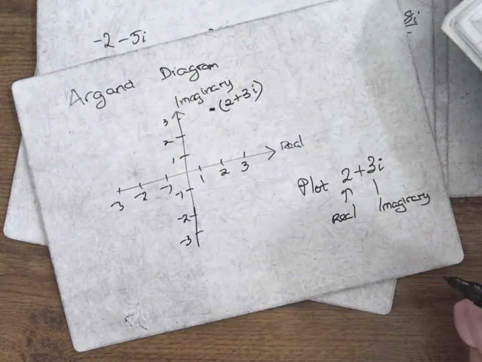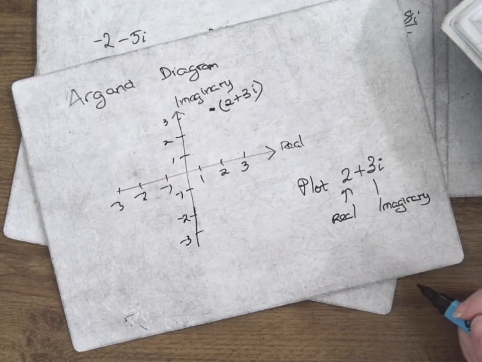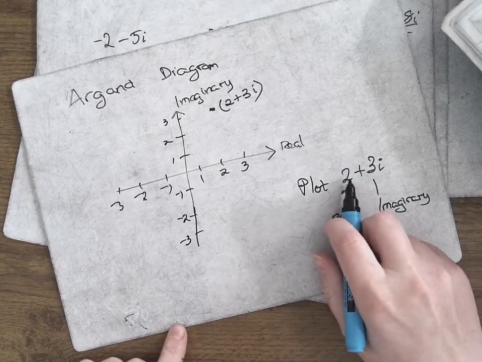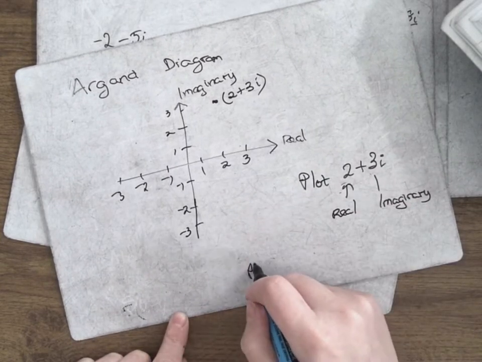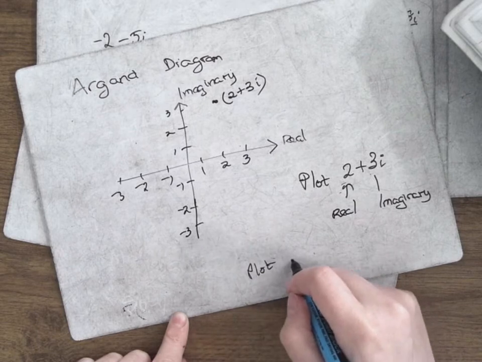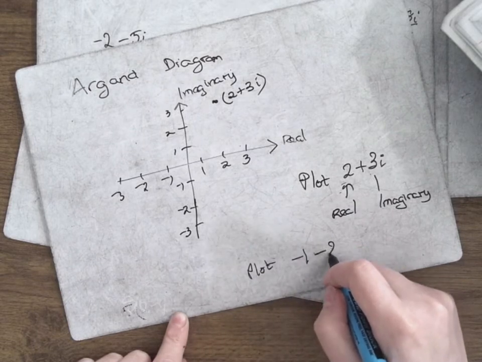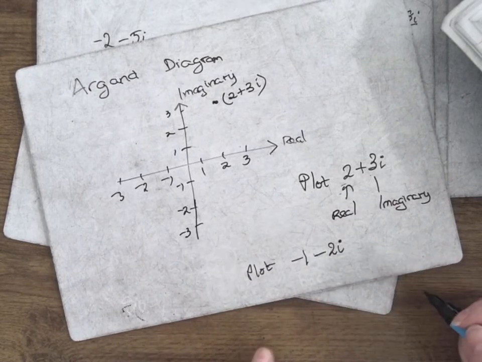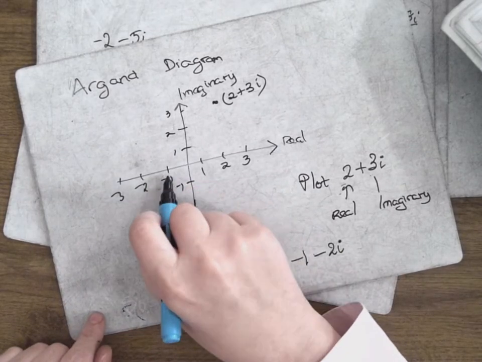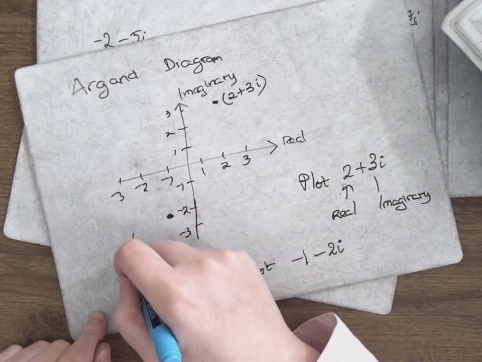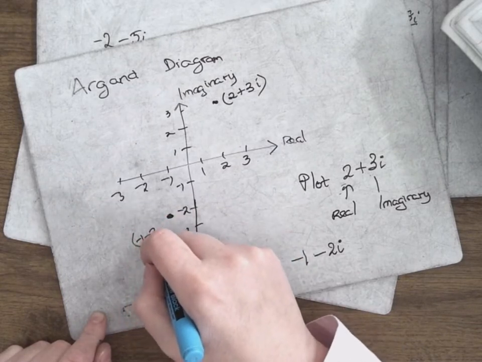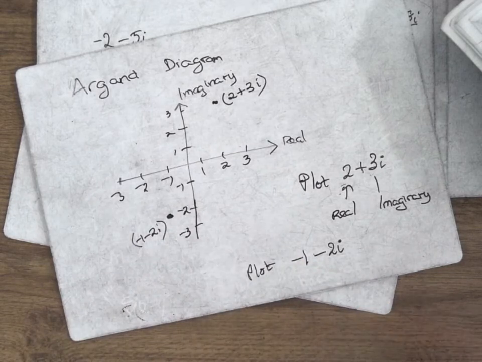What did I really plot in old language? What did I just plot? The point what? 2, 3. So point 2, 3. Okay? So if I was to plot minus 1 minus 2i, I'd go across to minus 1 on the real axis, and then I'd go down to minus 2 on the imaginary axis, and I'd end up here, which is minus 1 minus 2i, that point. Okay? So I've just plotted the point minus 1, minus 2. Do you all see what I'm doing?